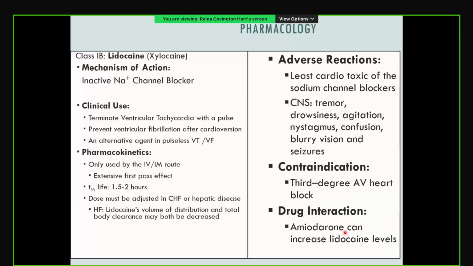And then your interaction, I want you to remember amiodarone, because it is definitely something that you could see used. Your amiodarone could cause your lidocaine levels to go up, which could then be a problem, right? Because now you're more likely to see these CNS effects happen that we don't want to see happen.